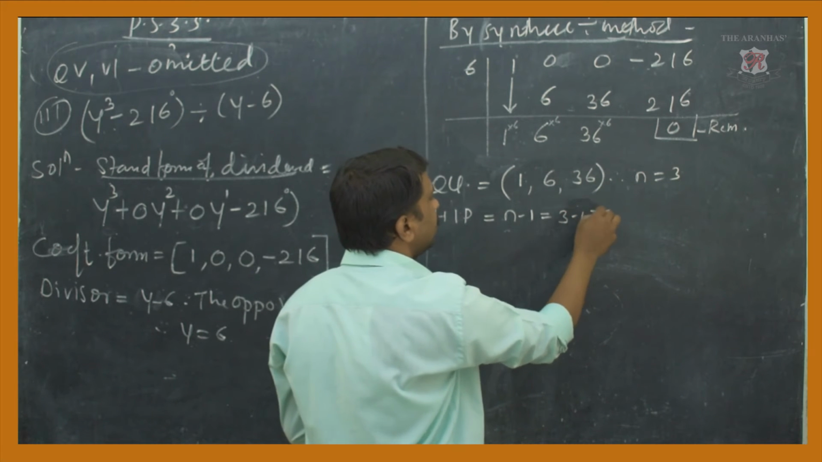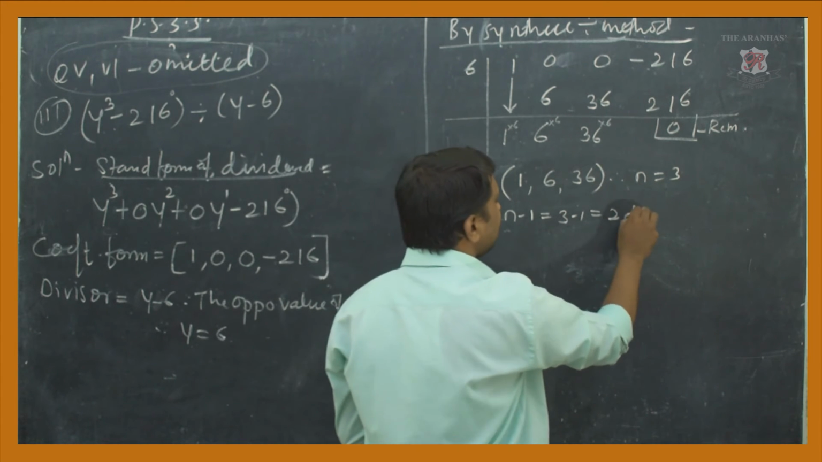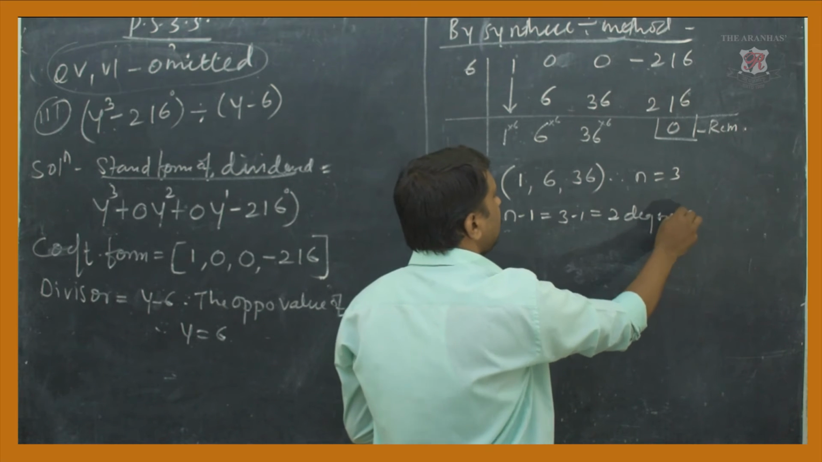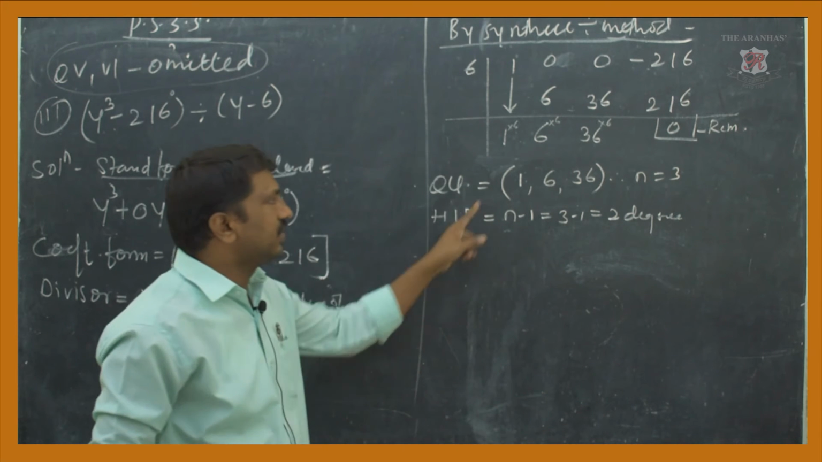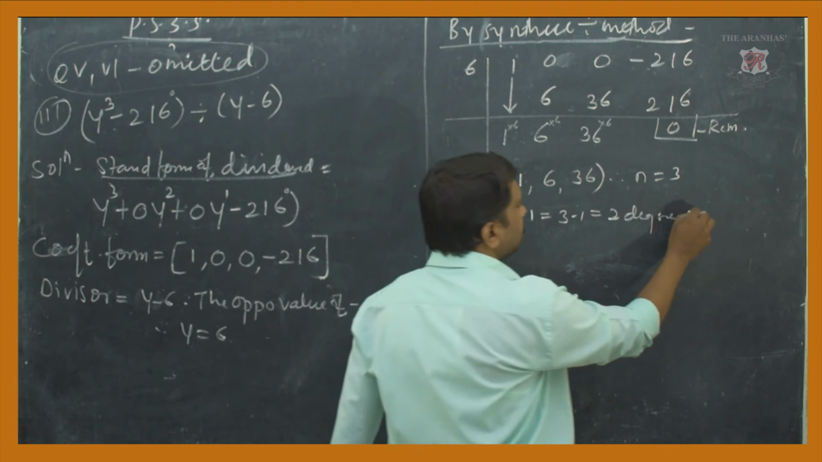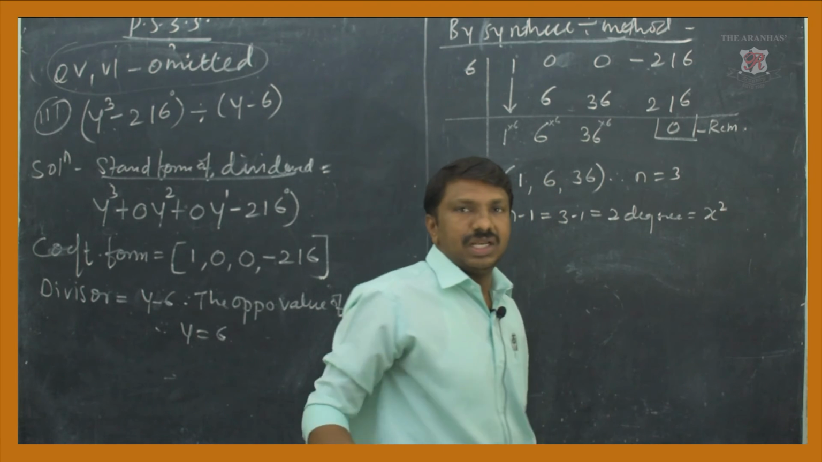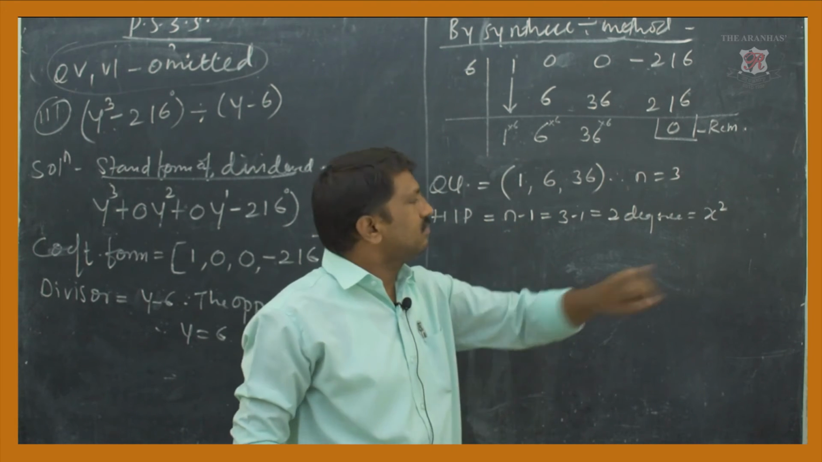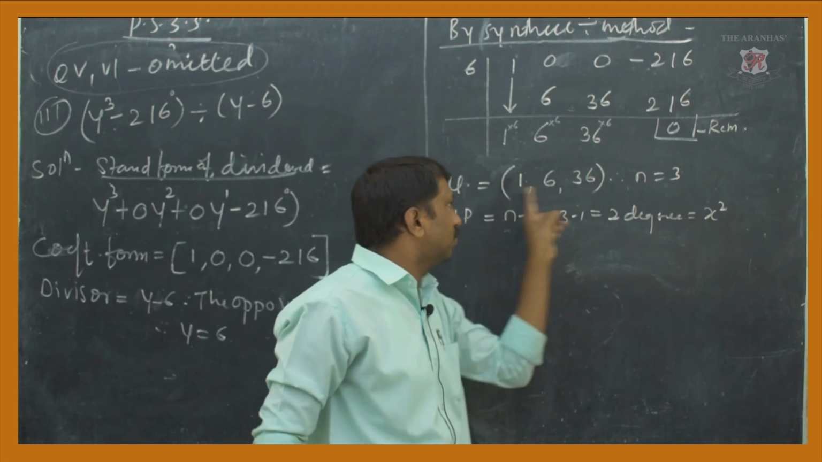So 3 minus 1 is equal to 2. So this is the degree of the polynomial which will start. So we'll use x square. Now x square should be the starting term of the polynomial's degree. So x square into multiply.